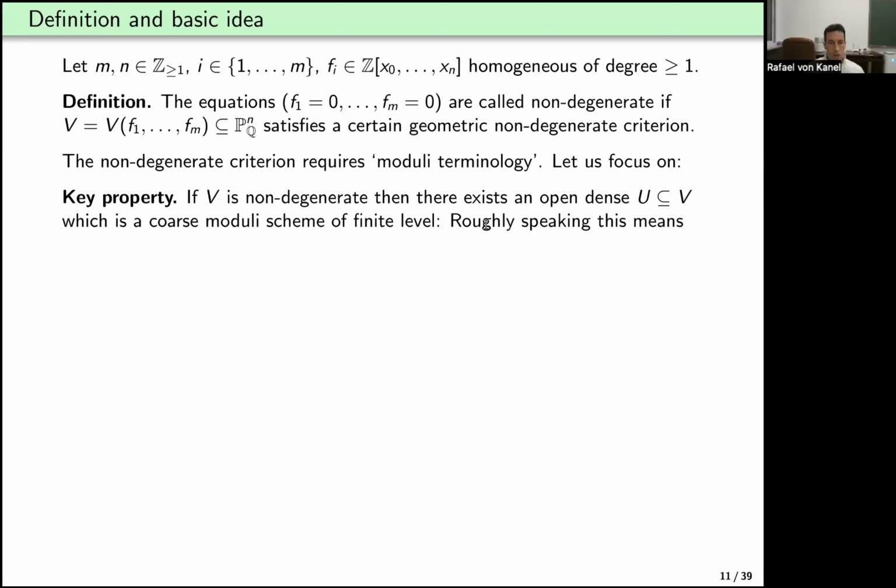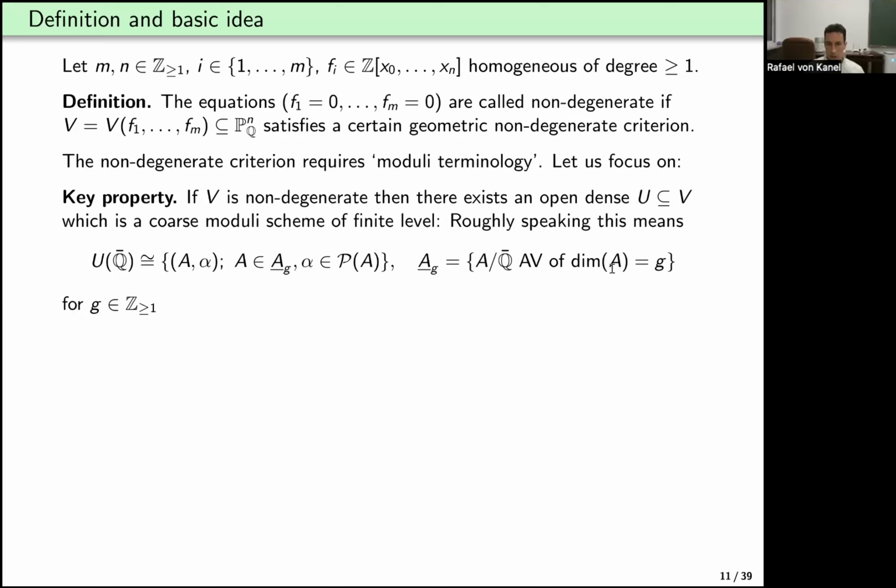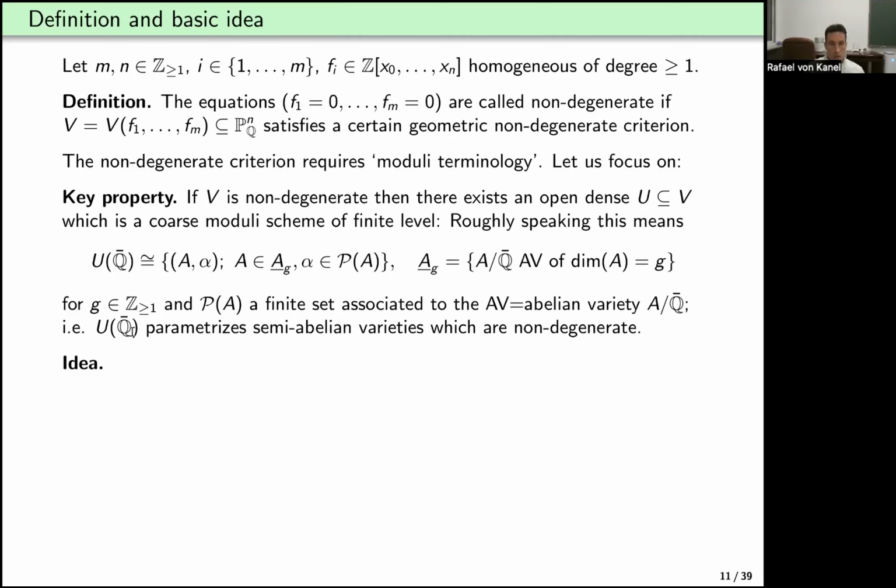And roughly speaking, this means the following. The Q-bar points of U are in bijection with pairs of isomorphism classes (A, alpha), where A is some abelian variety of dimension g, and alpha lies in some finite set P(A). So here A_g is just all abelian varieties over Q-bar of dimension g, where g is a fixed number greater or equal than 1. And this P(A) is some finite set associated to the abelian variety A over Q-bar. So in other words, somehow this U(Q-bar) parameterizes so-called semi-abelian varieties, which are actually non-degenerate. So the idea of non-degeneracy comes from this property.